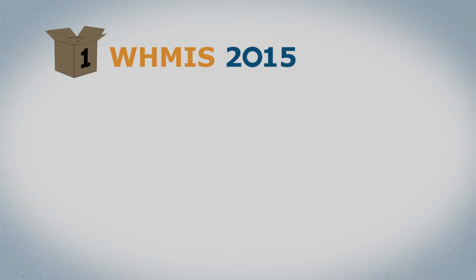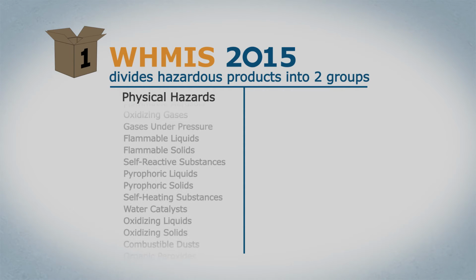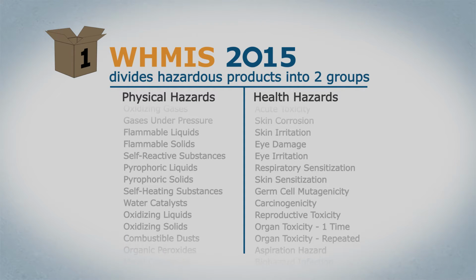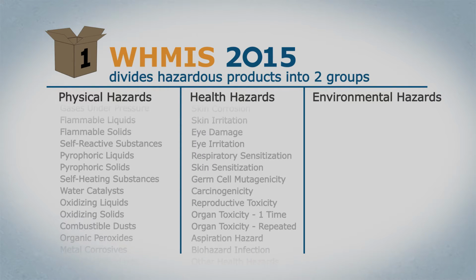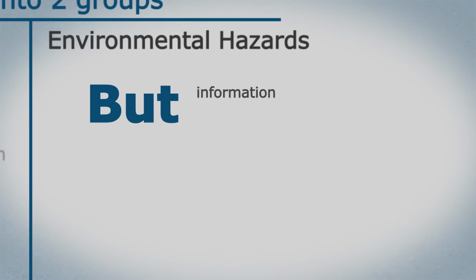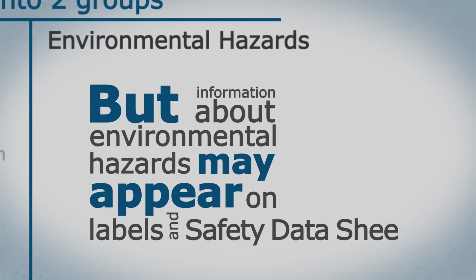Number 1. WHMIS 2015 divides hazardous products into two groups: physical hazards and health hazards. There is a third group, the environmental hazards group, that has not been adopted. But information about environmental hazards may appear on labels and safety data sheets.